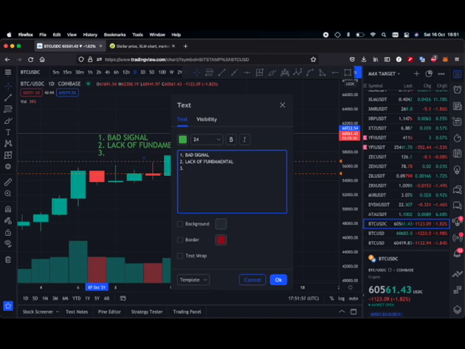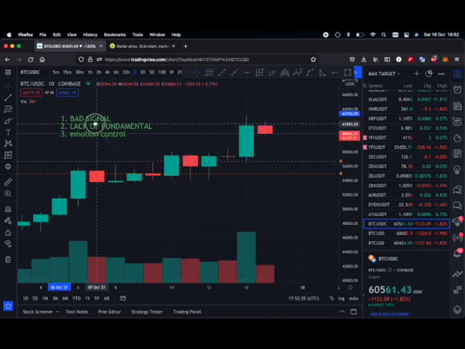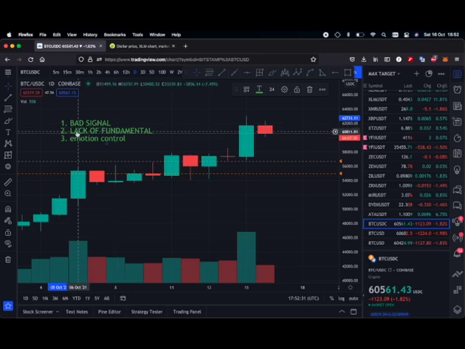So we have bad signal, lack of fundamental, that's like news, and let me say fear and greed can come at the third one. Not really important, but we can just put it there. I have something in my mind. Skip it. If I remember, I'll put it down in the description of the video. So we can just say emotion. Fear and greed is under emotion. So emotion control. These are the 3 major reasons why a lot of people lose money: bad signal, lack of fundamental, and emotion control.